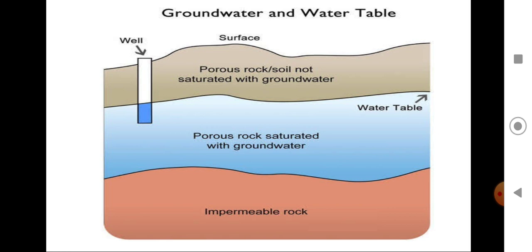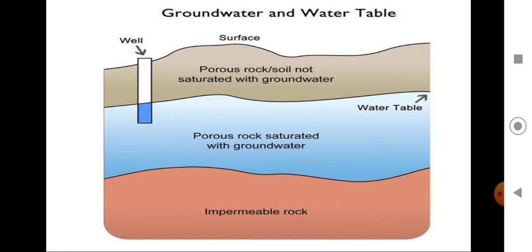So you see this picture: rain falls, and on the surface, where it is written, down to that you can see the porous rock, soil not saturated with groundwater. Then the porous rock with the groundwater, and an impermeable rock. These are the different layers under the ground, where, when the rain falls, the water will get stored in the porous rock, you can see there.